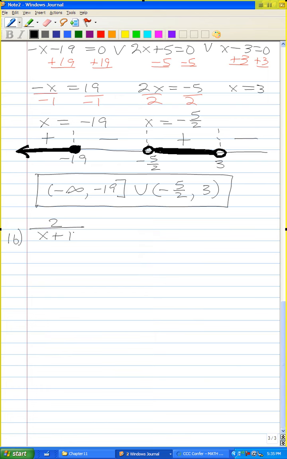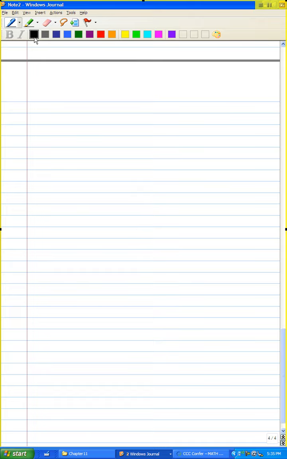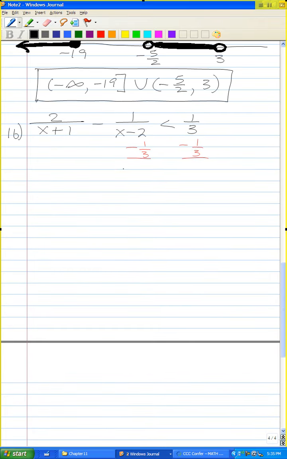2 over x plus 1 minus 1 over x minus 2 is less than 1/3. And so let's subtract 1/3 from both sides of my inequality in order to put it into standard form. And so I have 2 over x plus 1 minus 1 over x minus 2 minus 1 over 3 is greater than 0.